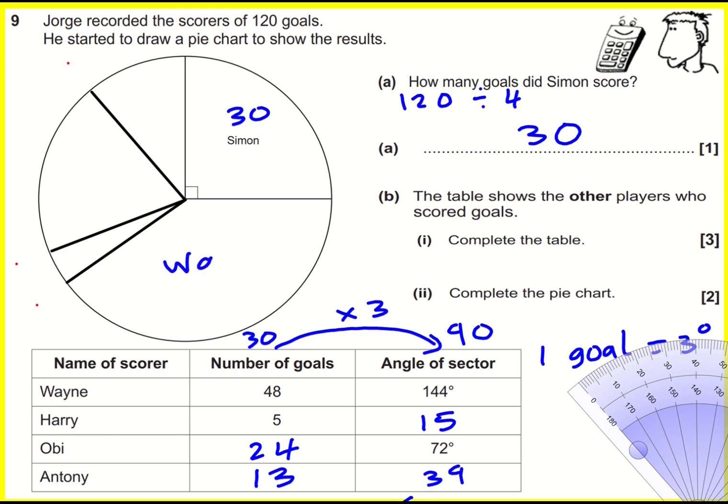So this is Wayne, Harry, Obi, and Anthony. I don't need to put the goals on. I could do. I haven't quite got enough space for Harry, so I think I'll just leave it like that.